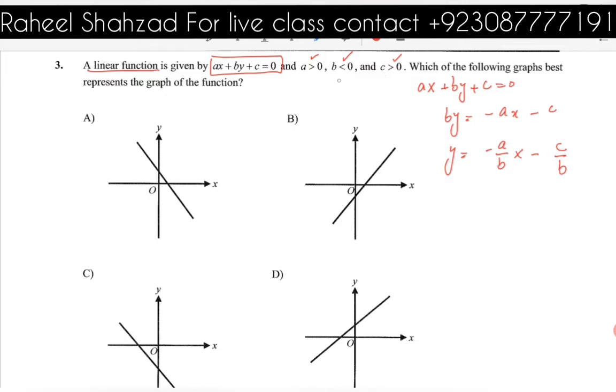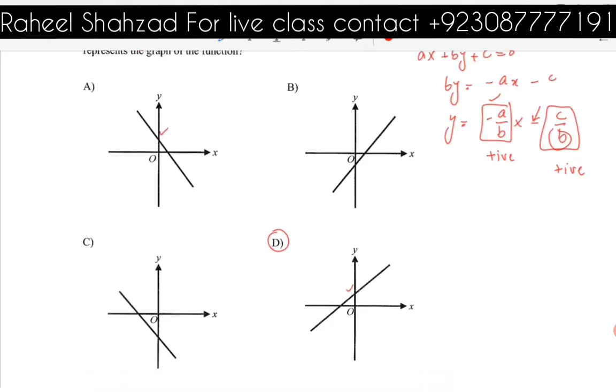Now it's given that b is negative. So if b is negative, this negative cancels this negative, and that will make the y-intercept positive. Again, the gradient: a is positive and b is negative, so that will make the gradient positive. So in this situation, we have a positive y-intercept and a positive gradient. There are 2 graphs where the y-intercept is positive, A and D, but in A the gradient is negative, while in D the gradient is positive. That means D is my final answer. I hope you got it.